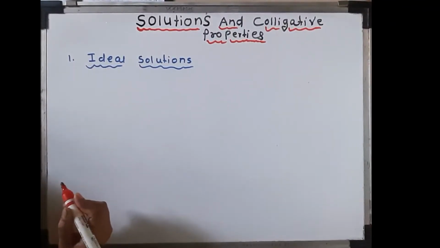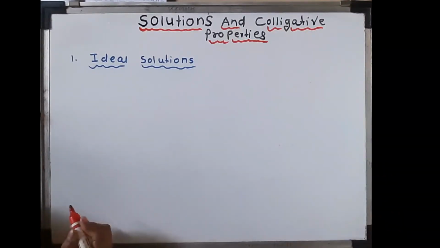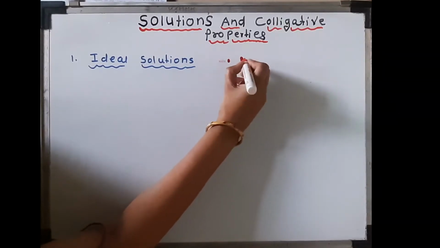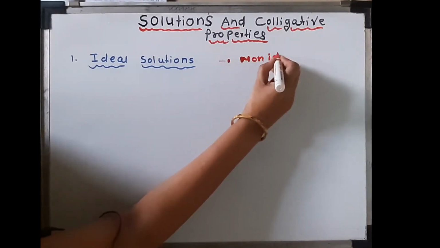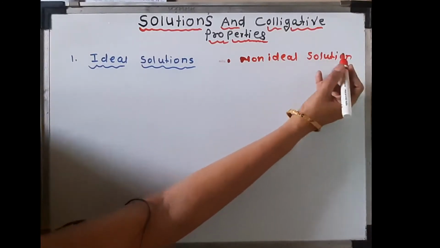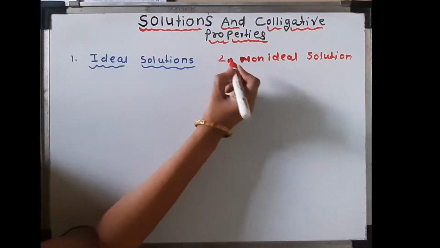Hello students, this is the fourth session of solutions and colligative properties. In the previous video we had seen Raoult's law. Raoult's law says the partial pressure is equal to the vapor pressure of the pure solvent times its mole fraction. According to Raoult's law there are two types of solutions: ideal solution and non-ideal solution. Then we will see what is meant by ideal solution and what are the properties of an ideal solution.